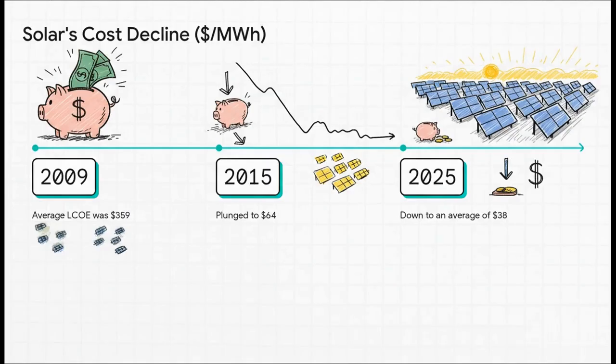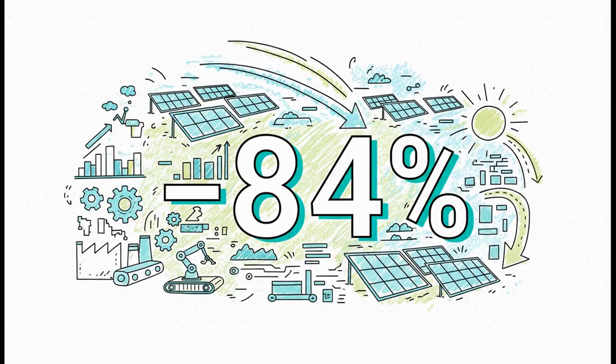Not even close. The story of solar power is nothing short of a cost revolution. Back in 2009, its average LCOE was a jaw-dropping $359. By 2015, it had plunged to $64, and today, it's down around $38. That is a total game changer. To put that in perspective for you, since 2009, the levelized cost of utility-scale solar has fallen by 84%. That's all thanks to incredible improvements in technology and just massive global manufacturing scale.